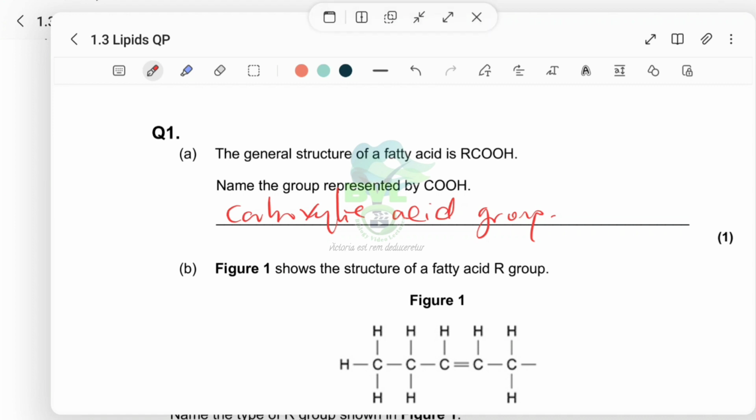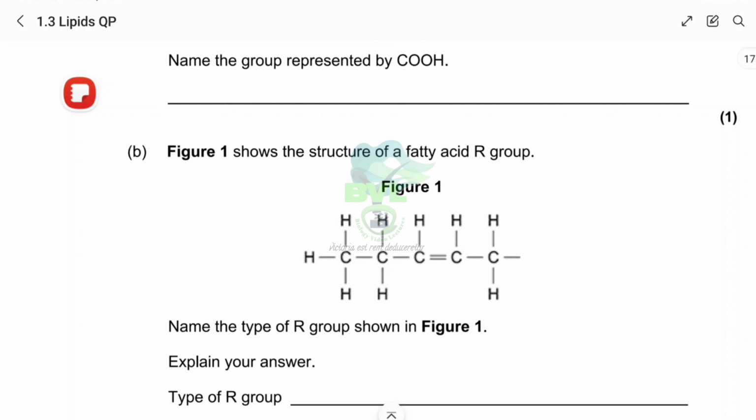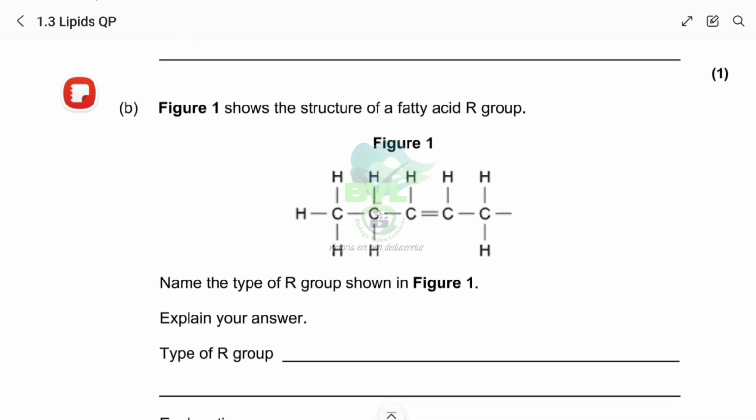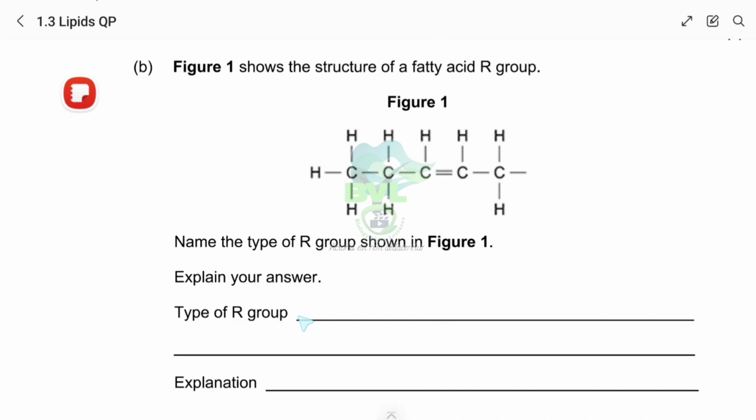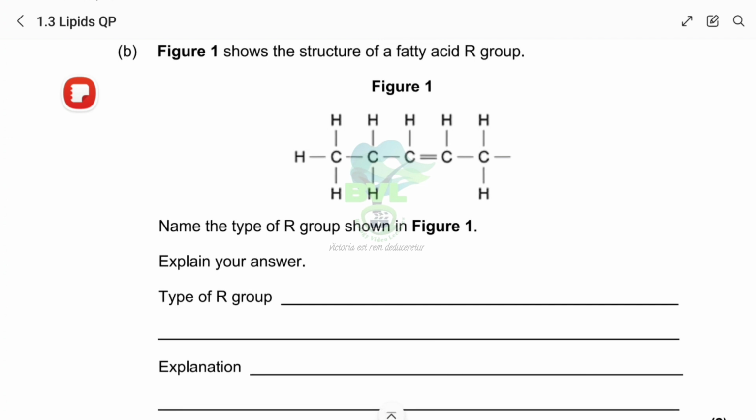Then the next question says, figure 1 shows the structure of a fatty acid group. The R part is always the variable group, or the hydrocarbon group. So what type of group is R? What do you think this R means? Then give an explanation for what you think. Now please pay attention, it says the type. Take note of this structure and of any unusual thing you see there. Pause the video and see if you can answer.